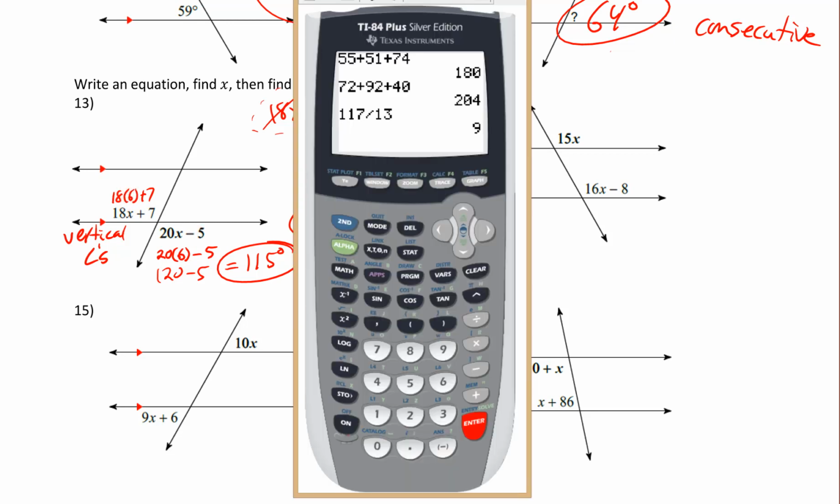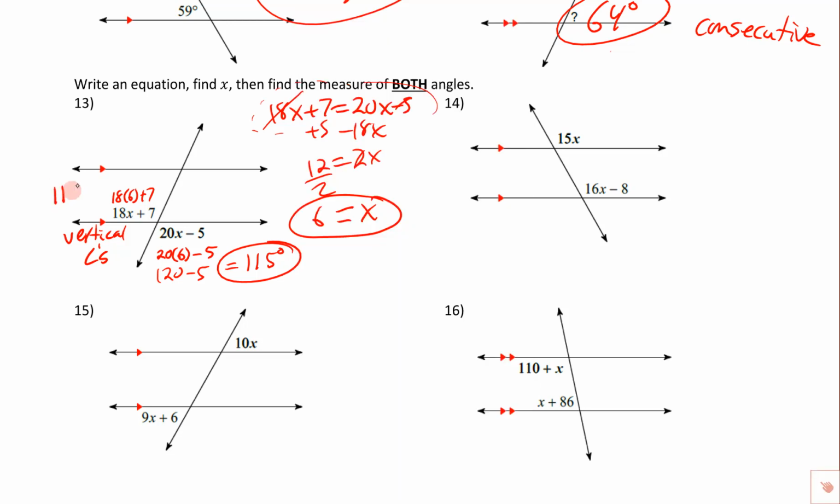I'm going to grab the calculator for this one. I'm going to do 18 times 6 plus 7. Now I could try and figure that out in my head, but this is a test. We're getting ready for a test, so we want to make sure that we're doing this right. I'm going to go ahead and hit enter, and it is 115. So this one over here is 115 also, so I'll write 115 there, circle those. We've got the equation, we found x, and we have both of the angles.